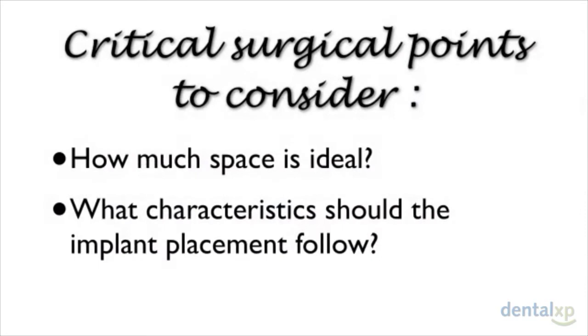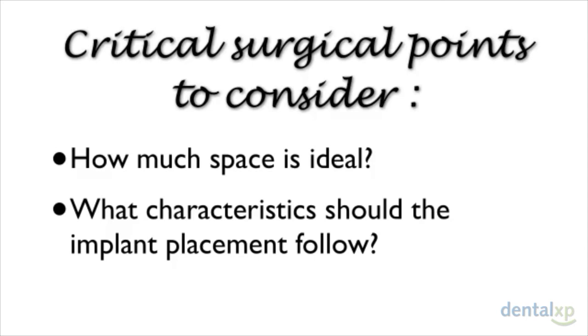Now, at this point, it is important to emphasize some concepts that we consider critical in the management of single implant placement for the absence of a maxillary lateral incisor. The first issue is how much space is ideal. In the majority of the cases, the orthodontic treatment will end with a space of around 6 mm mesiodistally. Sometimes it will be less, sometimes more.